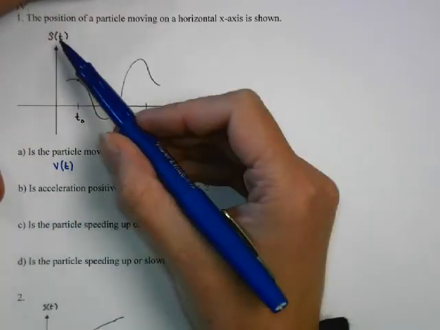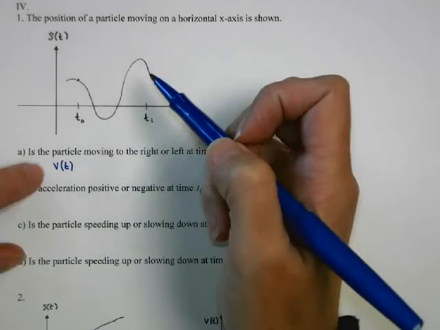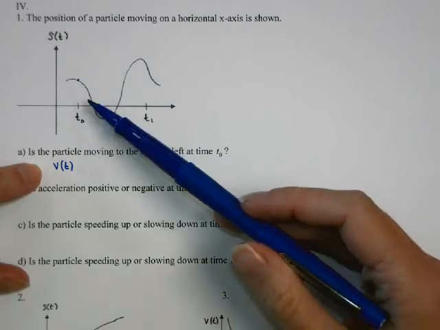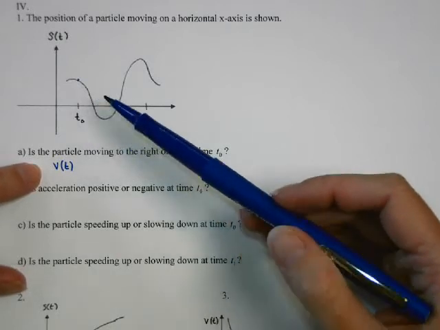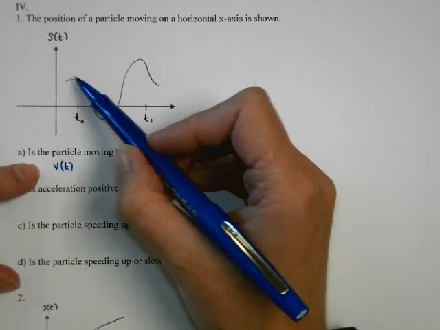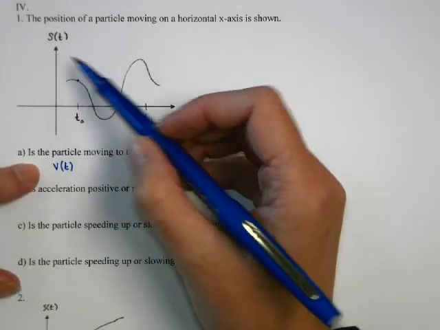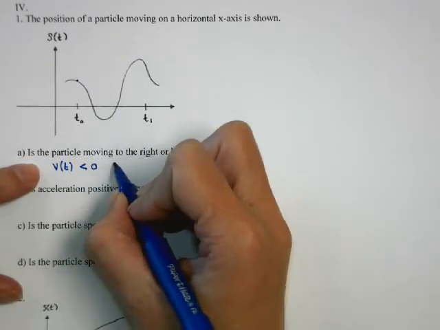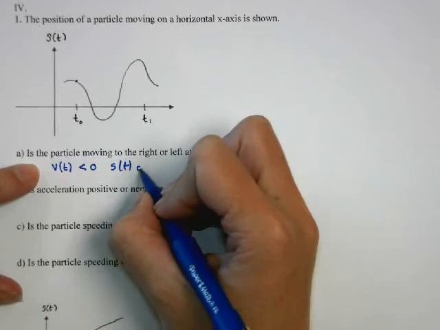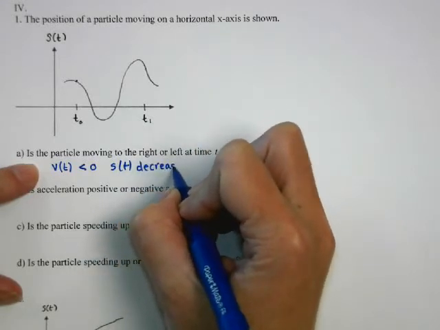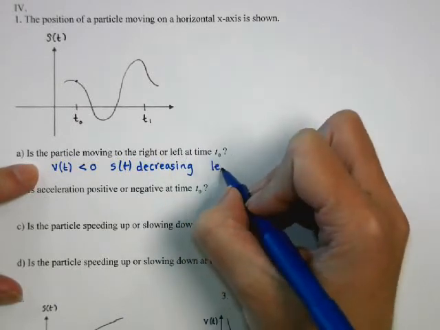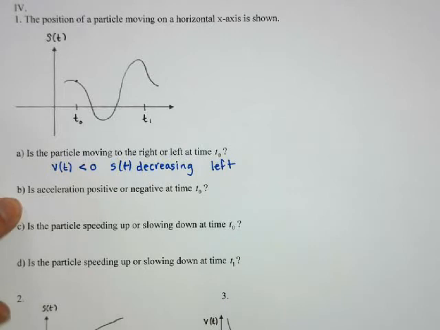From a graph of position, I'm interested in the derivative, which means I want to know, is this graph increasing or decreasing? At t equals 0, the graph is going down, which means the slope would be negative, which means the velocity is negative, because s of t is decreasing, which means we are moving to the left. Okay, is acceleration positive or negative at time t?